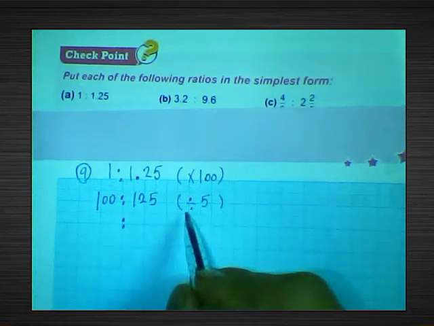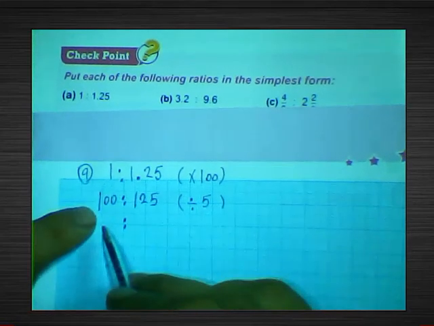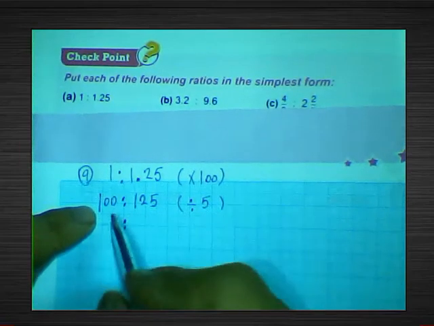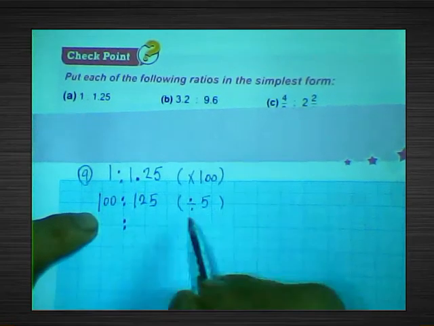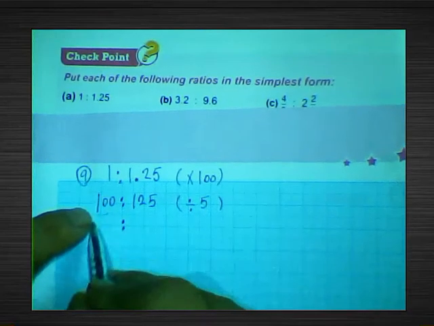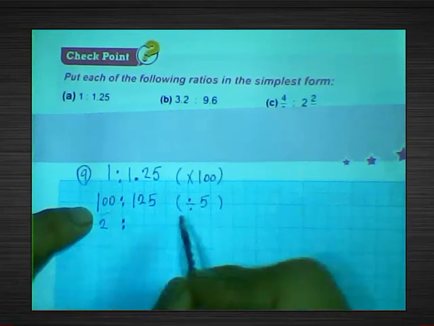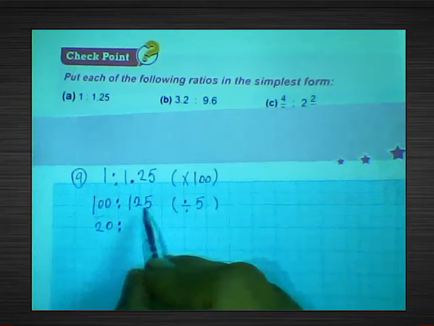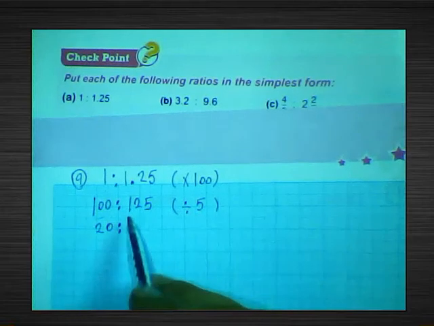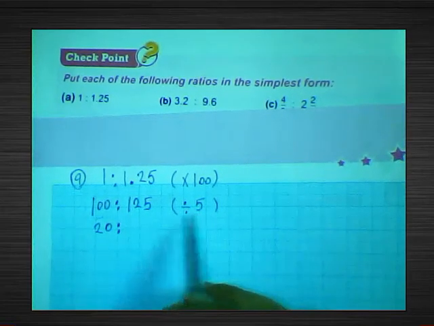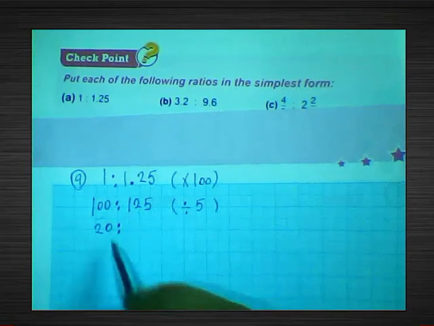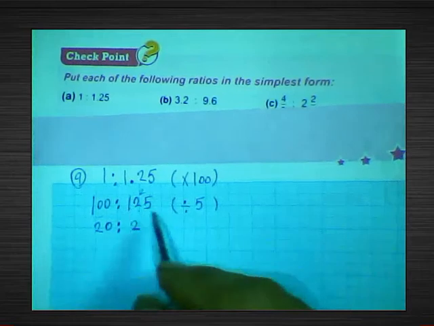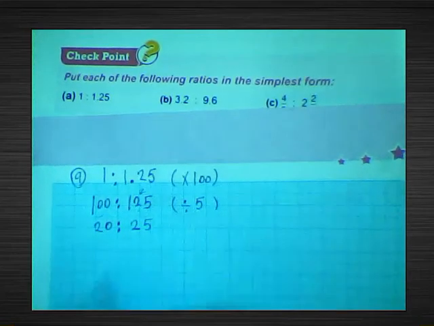So when we divide by 5, we start from the left hand side. 100 divided by 5 is 20. Why? Because 10 divided by 5 equals 2, and 0 divided by 5 equals 0. It's okay. Another step, 125 divided by 5. Look at left hand side. 1 divided by 5, we can't do it. 12 divided by 5 equals 2 and the remainder 2. 25 divided by 5 equals 5.